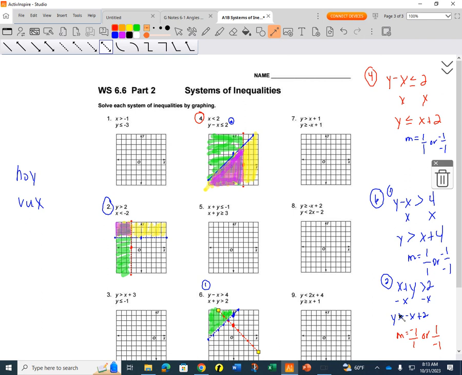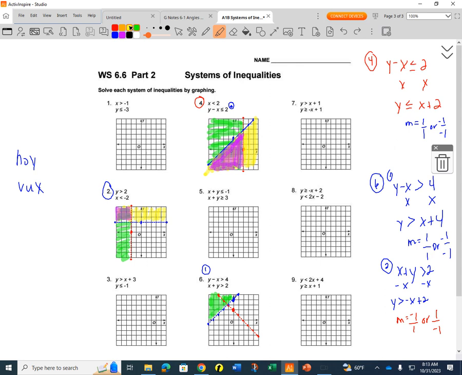And this time we're shading up as well. So I'm going to shade up here. Put your pencil on the line and shade up. So you should have all the shading, but you should have the parts where the shading overlaps darkened. So this little section is the only part that represents solutions.